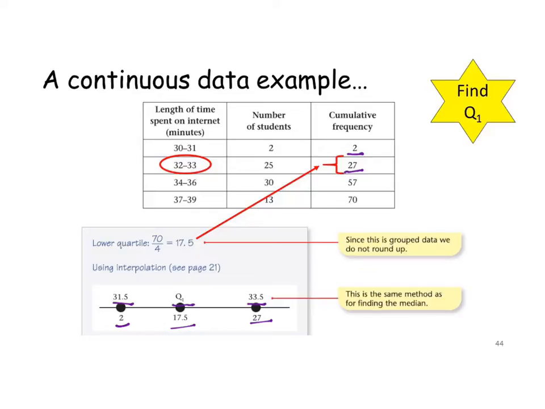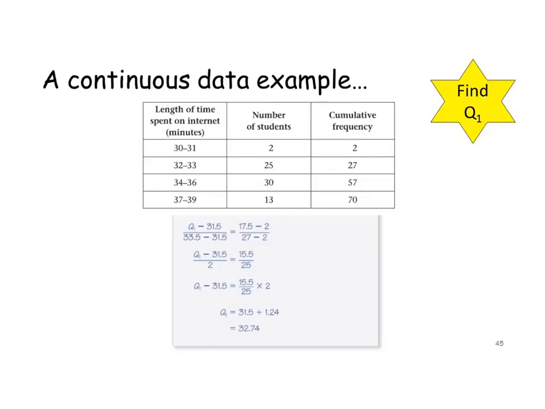We know that the ratios A divided by B must equal C divided by D. Let's put the numbers in, and now we just have to rearrange to end up with Q1 equals 32.74. You may wish to pause at this point to have a look at those numbers. But we will continue. Now we have Q1.